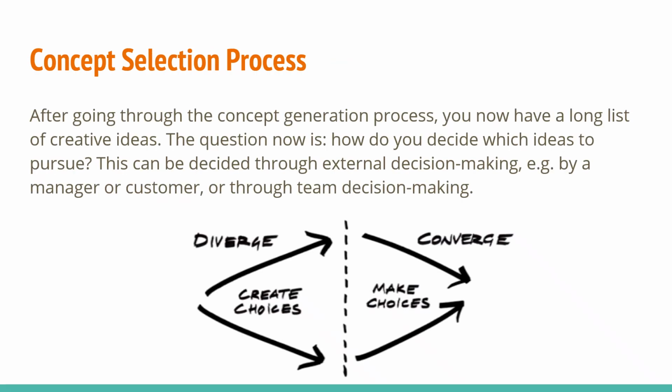Right, we discuss the concept selection process. After going through the concept generation process, you now have a long list of creative ideas. The question now is how you decide which ideas to pursue. This can be decided through external decision making, for example by the manager or customer, or through team decision making.